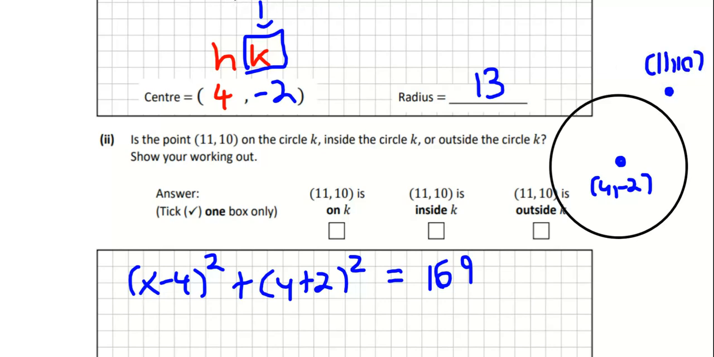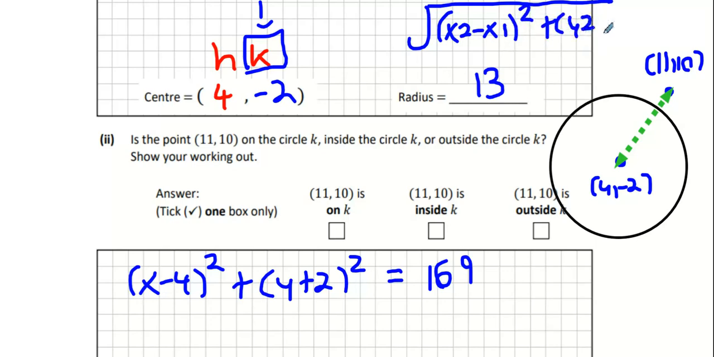You could use the distance formula to find the distance between the center and the point they gave you. If it's longer than the radius, it's outside. If it's shorter than the radius, it's inside, and if it is the radius, it's on the circle. So you have an option of using the distance between 2 points formula. The second option is quite simply to replace the x and y value with 11 and 10.